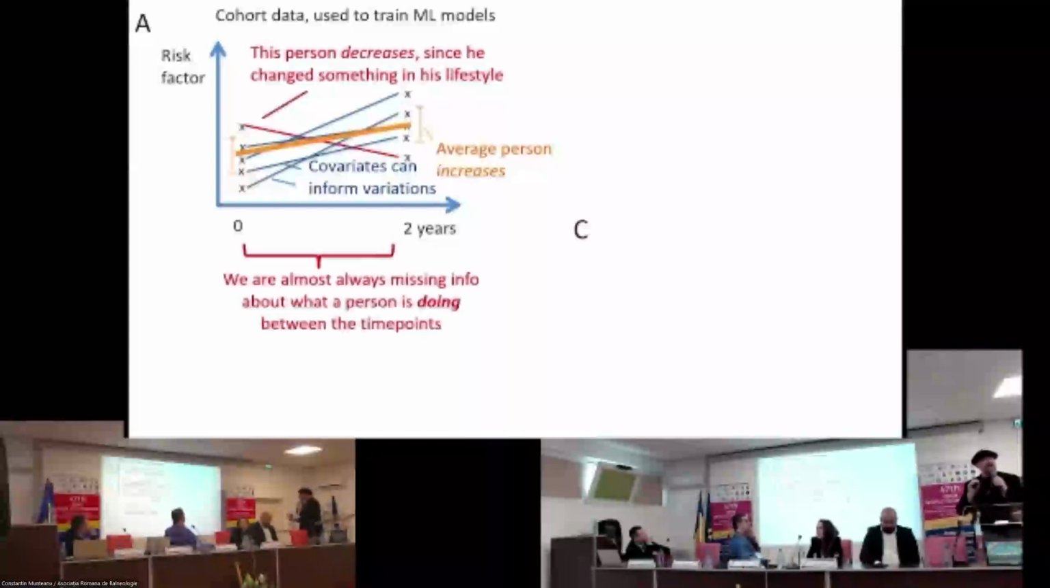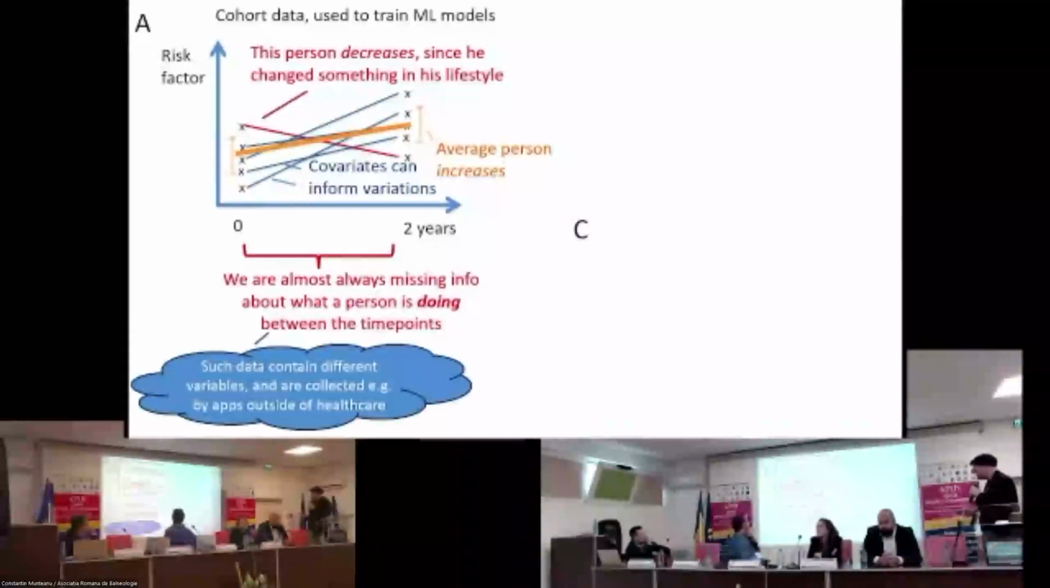And if you don't know what the person has changed during these 2 years, then there's no way for you to predict that this person is going to have this very different outcome, because you're missing the information about what the person is doing between the time points. And this type of data is typically not available in databases like UK Biobank and so on, where they have very well characterized information at one time point, and then they know which of those had a stroke, but you don't know what they did in between.